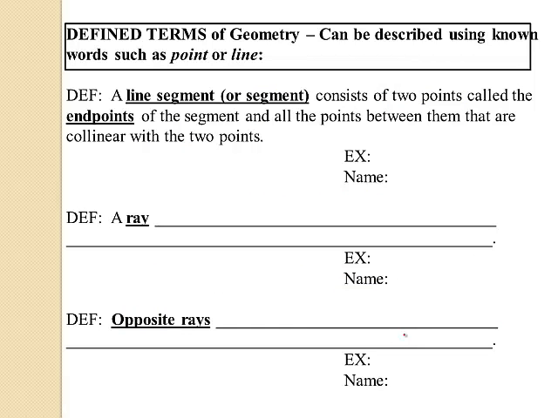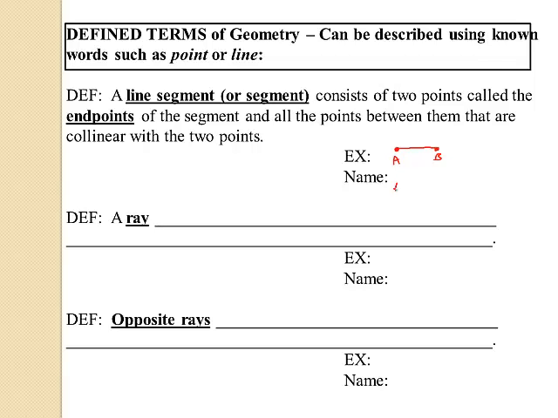Defined terms of geometry can be described using known words such as point or line. A line segment, or segment, you can also say, consists of 2 points called the endpoints of the segment, and all the points between them that are collinear with the 2 points. So an example would be if I have my 2 endpoints, A and B, and unlike a line, they are endpoints. They do not extend forever.